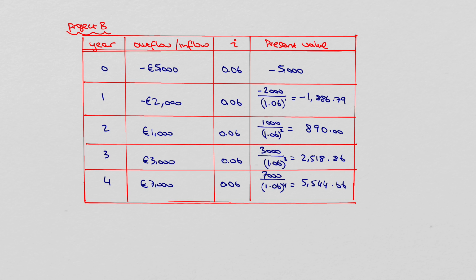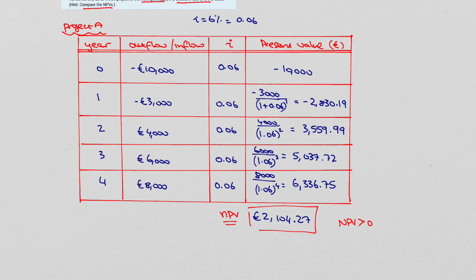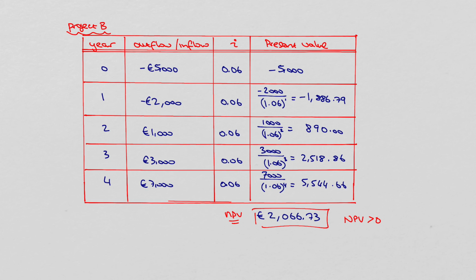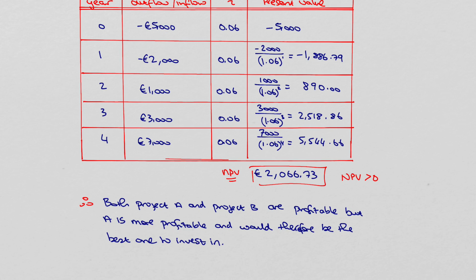So again, if we work out our net present value by summing them all together, we end up with 2,066 euro and 73 cent. So again, this is also a profit because our net present value is greater than 0. So both are profitable, but we need to see which one is better. And obviously Project A is going to bring in more money, so it would be the best one to invest in. So we would conclude by saying both Project A and Project B are profitable, but A is more profitable and would therefore be the best one to invest in.